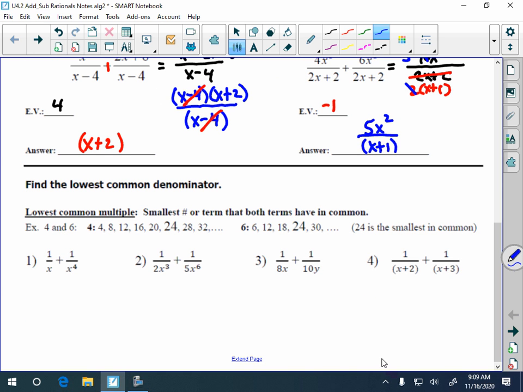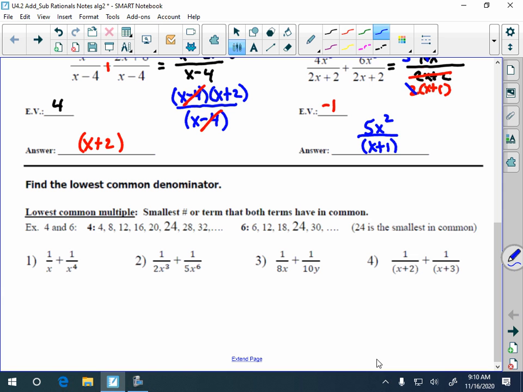All right, lowest common denominators. I'm going to practice. Remember, the lowest common multiple, or lowest common denominator, is the smallest number or term that both terms have in common. For example, if we look at 4 and 6, if we list out all the multiples of 4, that's 4, 8, 12, 16, 20, 24, 28, 32.